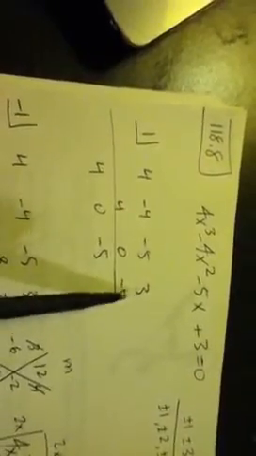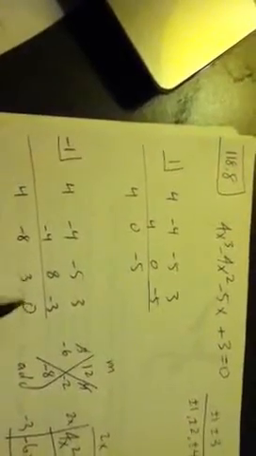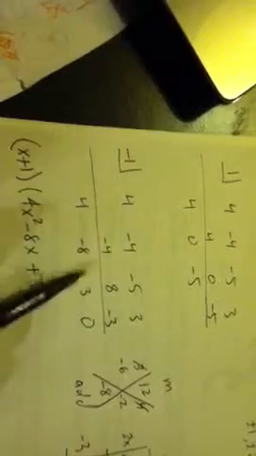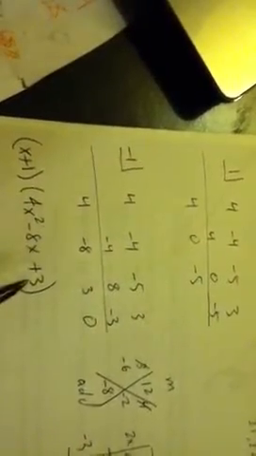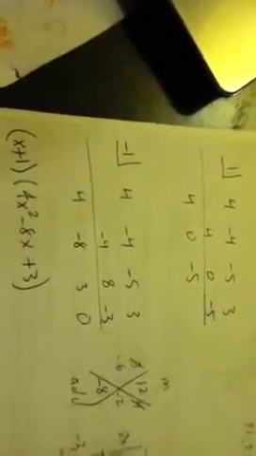In this one, I already did it, and I tried 1, and it didn't work, because 3 minus 5 is not 0. But then I tried -1, and I got a 0 remainder. That means that x plus 1 is a factor, because you take the opposite. And then for these, I just put an x squared and an x on them. I kind of pared it down by a degree. It was a cubic, now I got a quadratic.